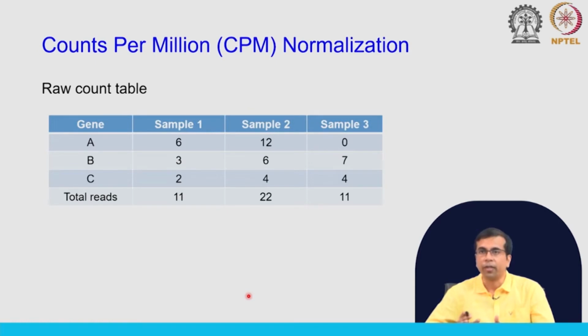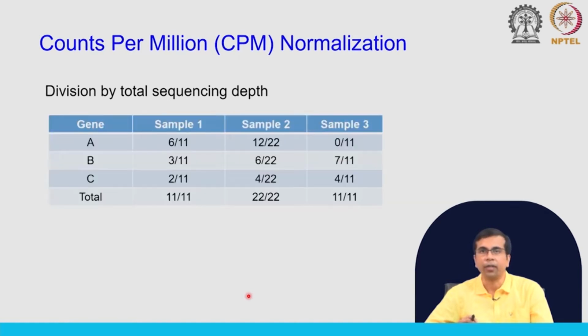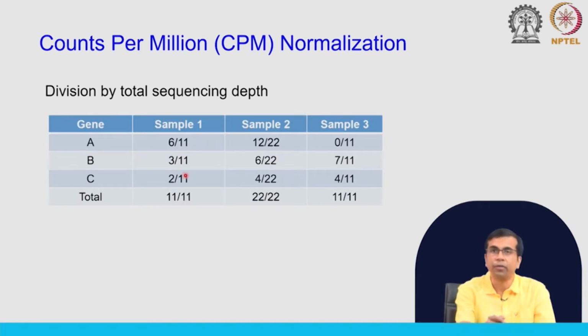We will go slowly so that you understand all these operations, and this will be helpful as we go into more complex operations. We will start with the same example. We have these 3 samples and these read counts for genes A, B and C. The first step is we divide by the total sequencing depth. For sample 1 the total is 11, so we divide this column by 11. For sample 2 the total is 22, so we divide by 22. For sample 3 it is 11 again, and we divide by 11.